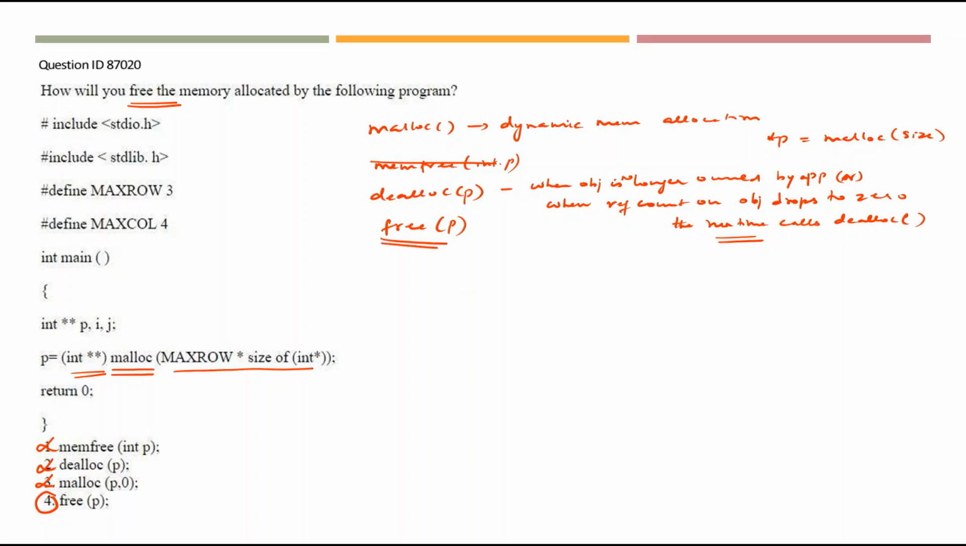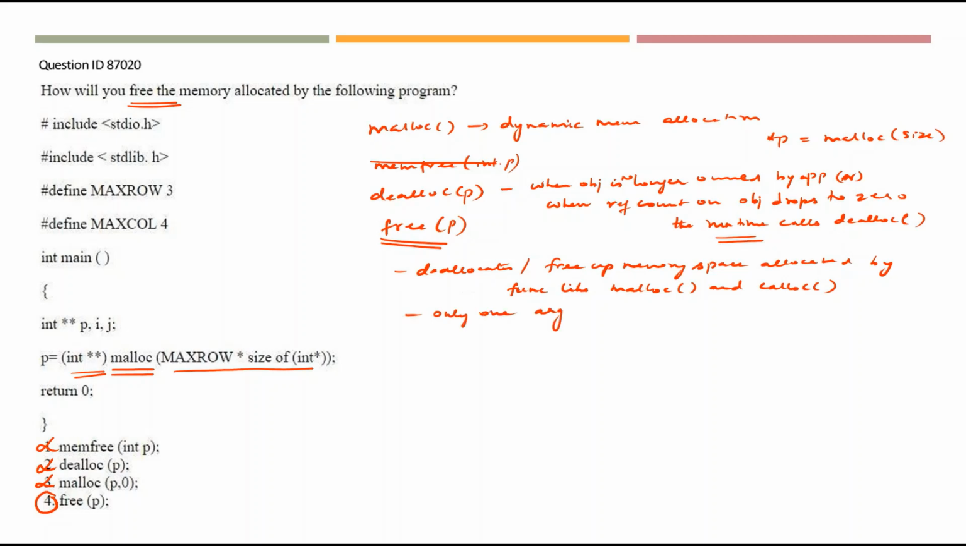Now let's have a statement about this. This deallocates or frees up memory space allocated by functions like malloc and calloc. It takes only one argument. The argument will be the pointer pointing to the memory location that has to be deallocated. So this will be the only argument and it has no return value. Since there is no return value, we will term it as void.